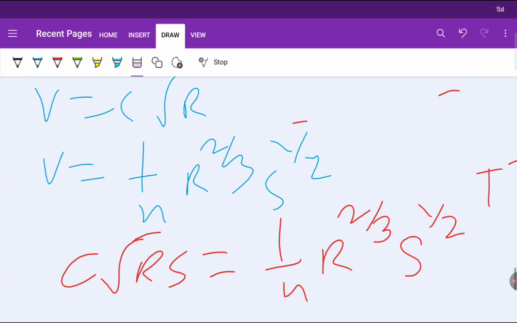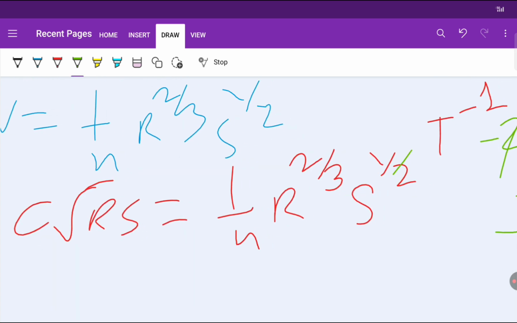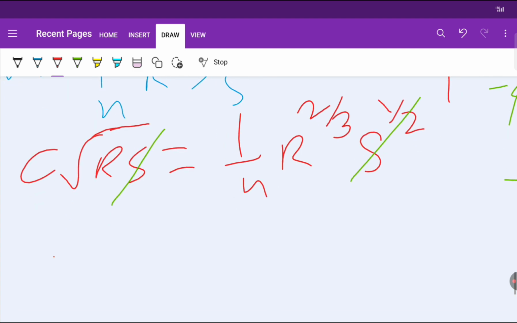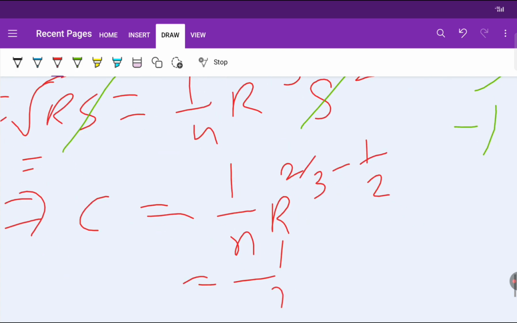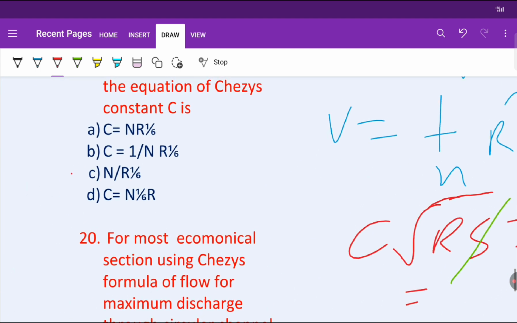So s raised to power half is cancelled by s raised to power half. Now we have it in terms of C, right? C is equal to 1 upon n r raised to power 2 upon 3. So this under root of r goes to this side. So we have half. So 1 upon n r raised to power 1 upon 6, right? So the answer is 1 upon n r raised to power 1 by 6.